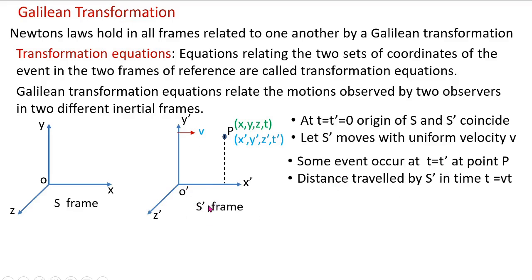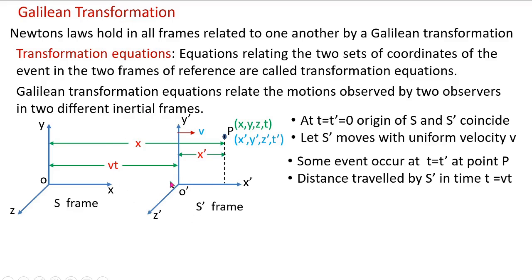As v is the velocity of the S dash frame of reference, the distance covered by S dash in time t is vt, because distance is equal to velocity into time. Then the coordinates of point P with reference to the S frame of reference are x, y, z and time t, and the coordinates of point P with reference to the S dash frame of reference are x dash, y dash, z dash and t dash.